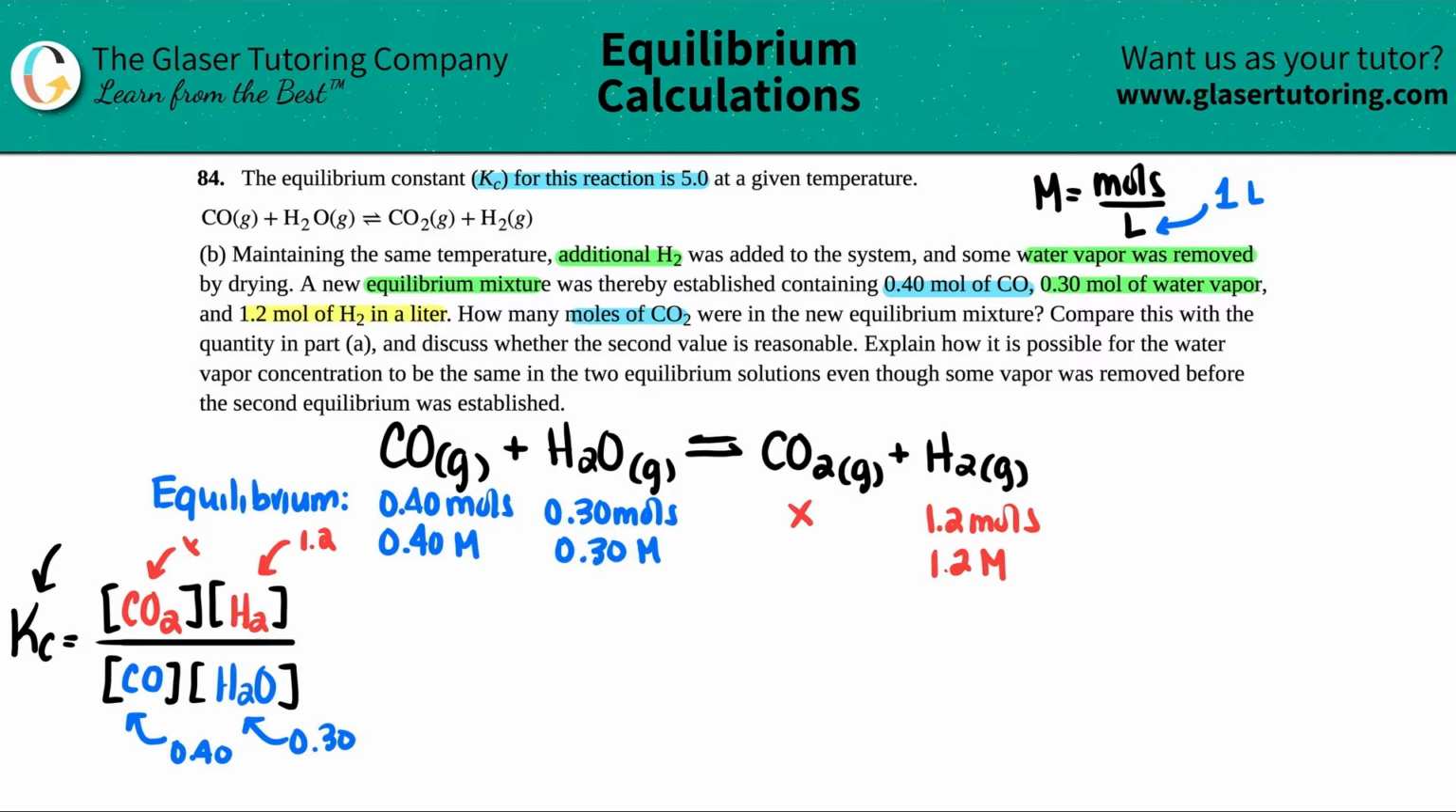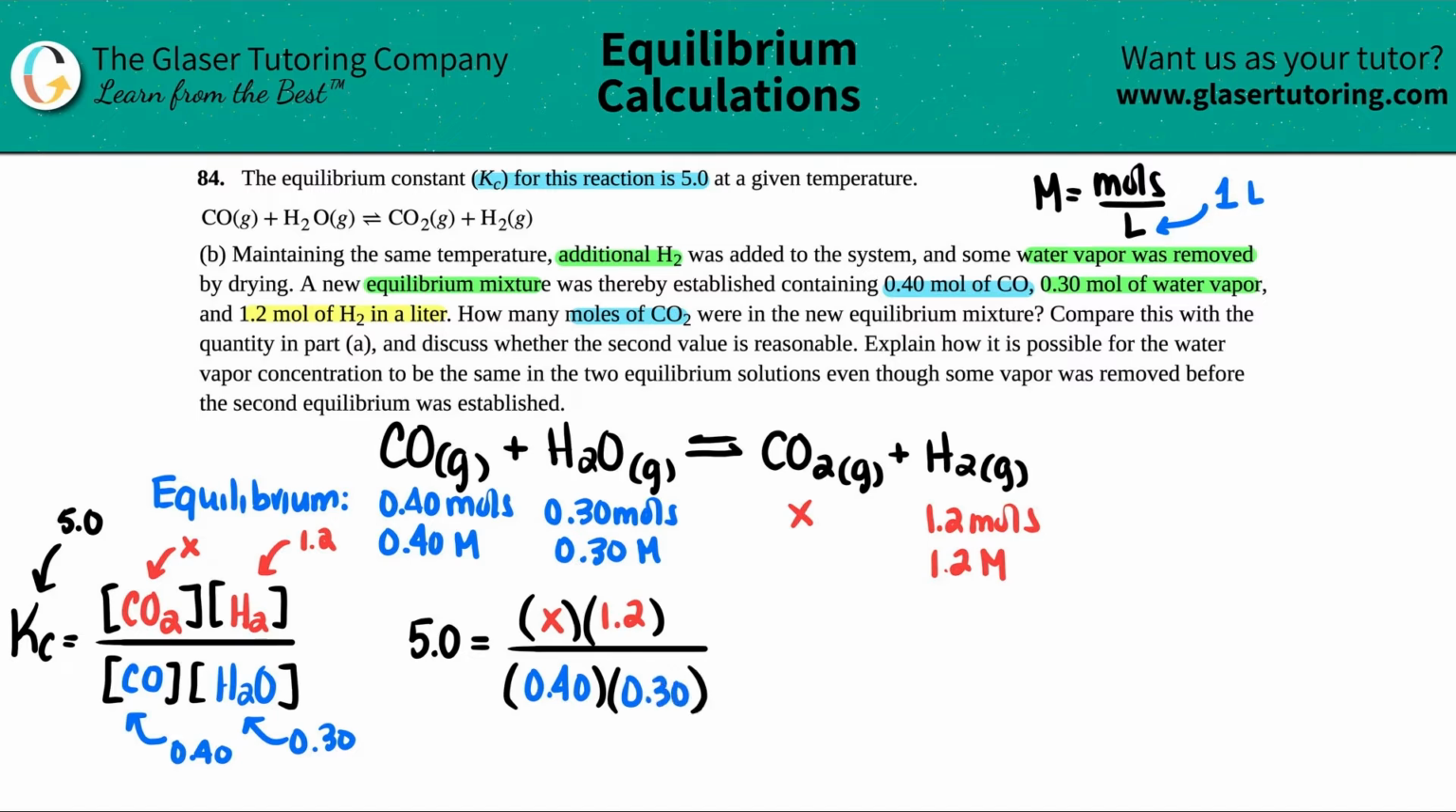We know that we have the Kc, that's 5.0. So let's just plug it all in. 5.0 equals X times 1.2. And then on the bottom, we're going to times it by 0.4, and then times that by 0.3. That should be in blue, just to show you the different colors.